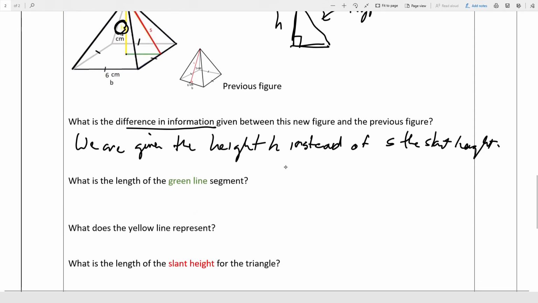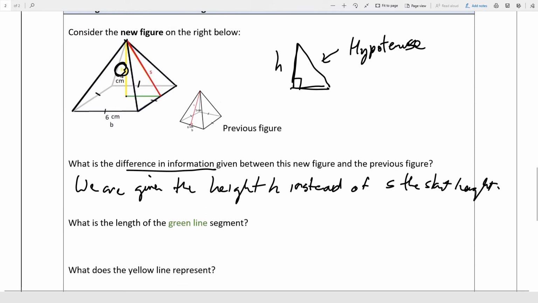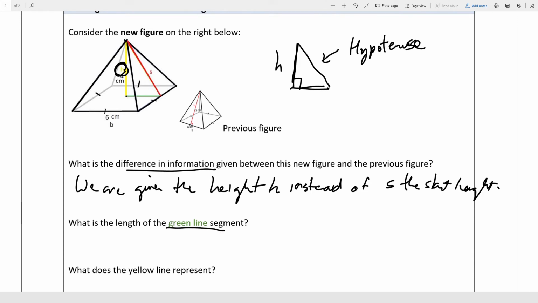Okay, so what is the length of the green line segment? The length of the green line segment shown above in the diagram goes from the center of the square to the side of the square. So that means this should be half the side length of the square. So this should be 3 centimeters. Okay, so 6 divided by 2, which gives you 3 centimeters.